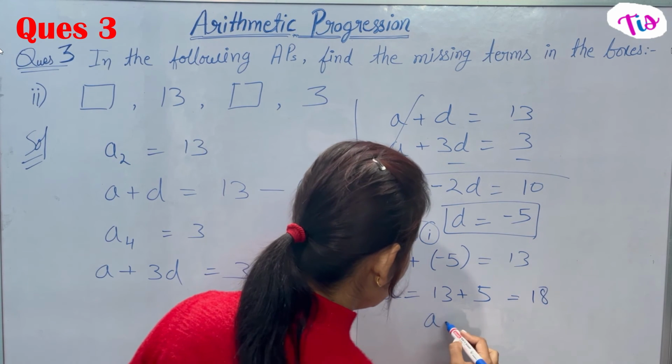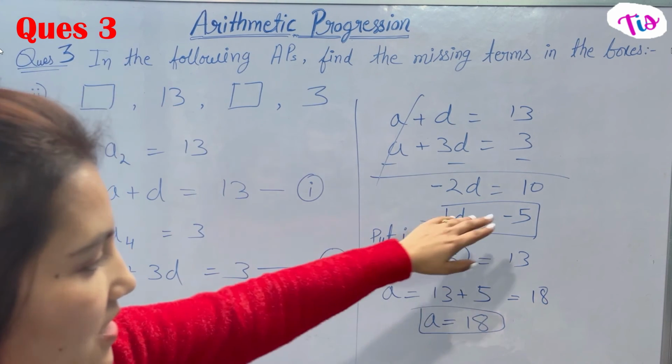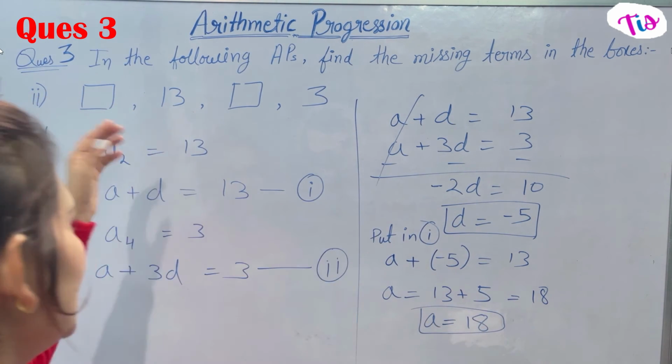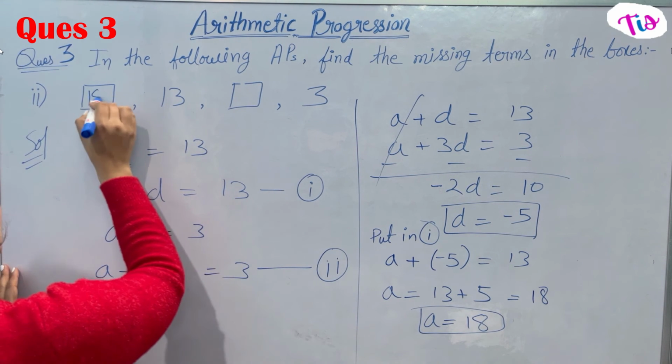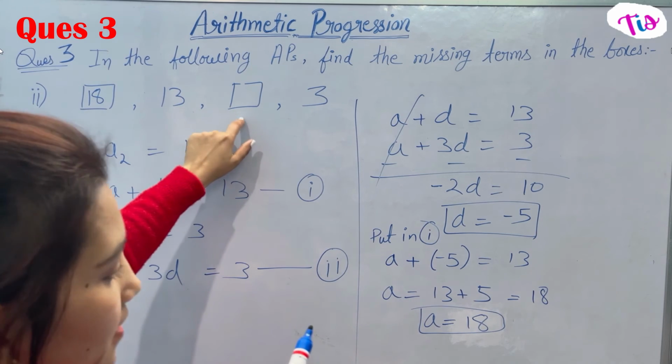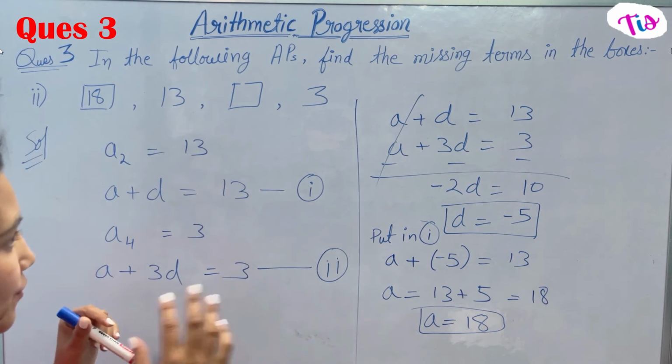So we got d, we got our first term, that is a. d is minus 5, a is 18. We can easily find out the first term, which is 18, right? We just need to find out the third term. Third term means a3. We need to find out a3.